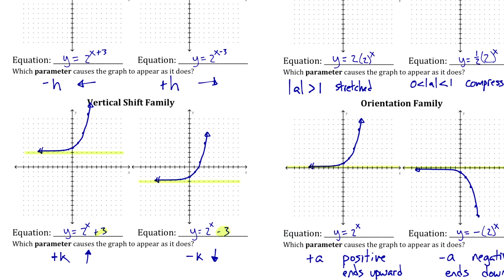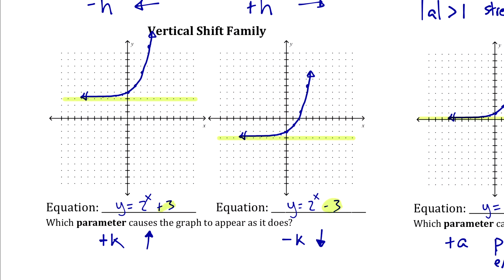Now the key here, I wanted to focus on was the vertical shift, because this is the one where your k value actually tells you where your asymptote is going to be. So in this case, you'll notice the +3. The +3 is 1, 2, 3. That's exactly where your asymptote is, and that's where your graph cannot cross. Here it's a -3, so it went down 3, and that's exactly where your asymptote is, and it can't cross that.